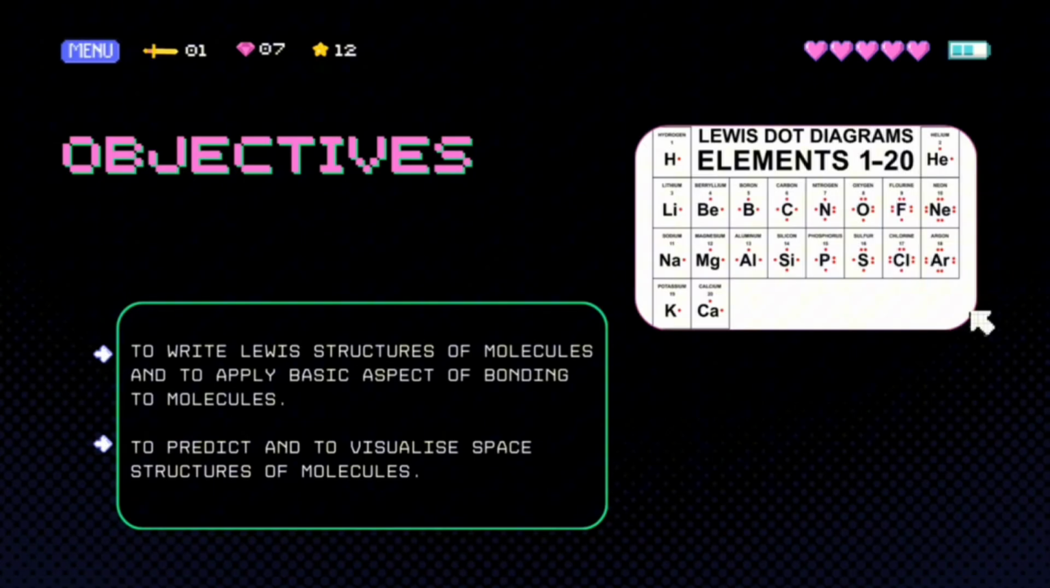Key objectives of this experiment are to write the structure of molecules and to apply basic aspects of bonding to molecules. Then, to predict and to visualize the best structures of molecules.